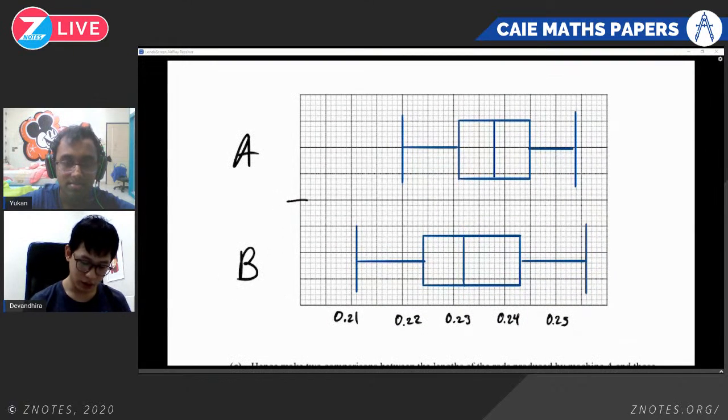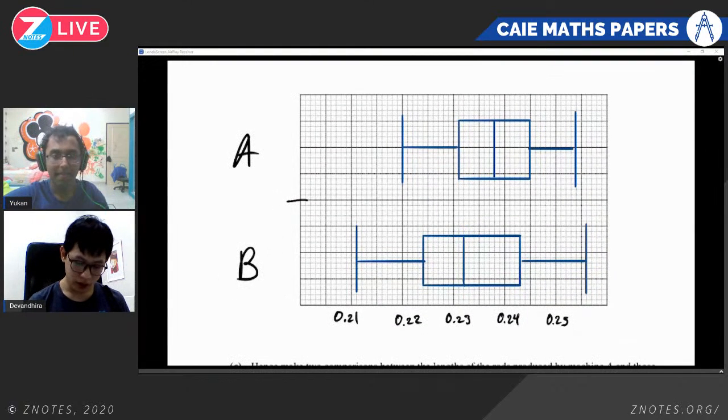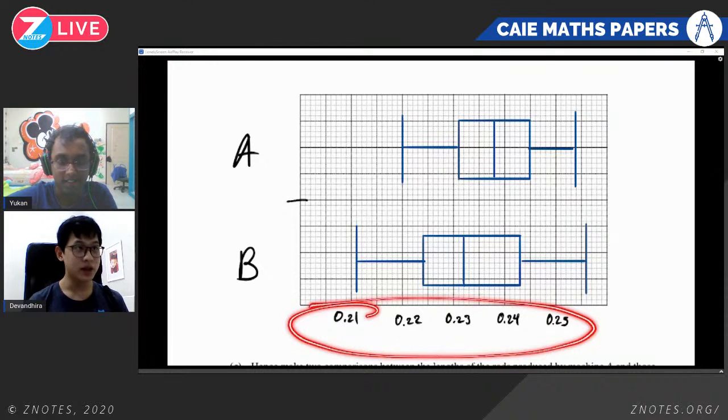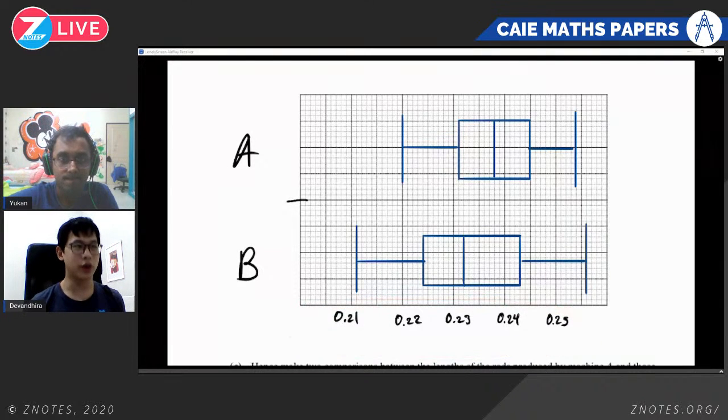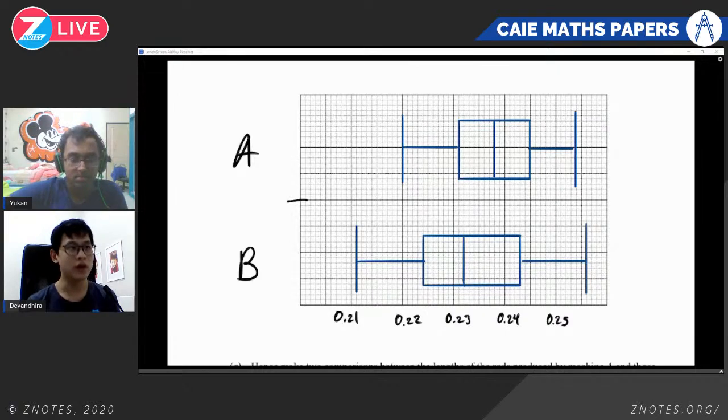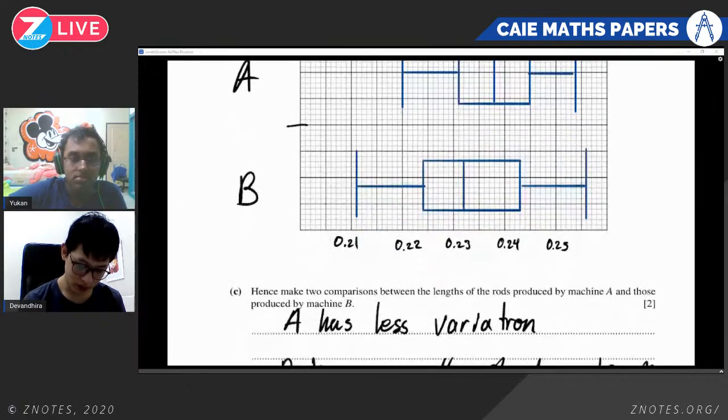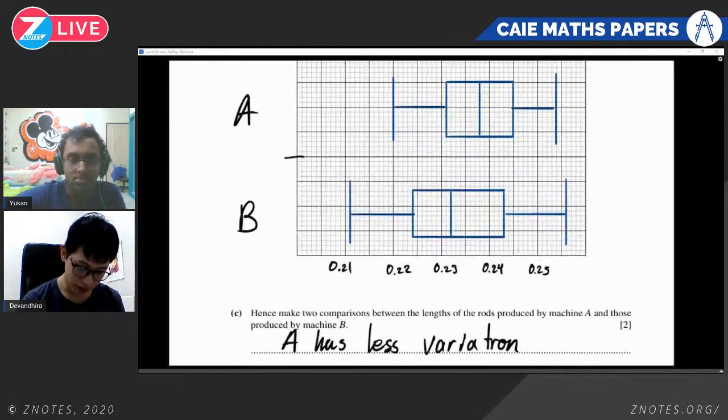Exactly. So don't forget also to label your axis, because if not, how are you going to draw it? So you have to label it first. It's up to you how you label it, but this is how I label it, and then you can draw the box and whiskers. So let's move on to the next question.